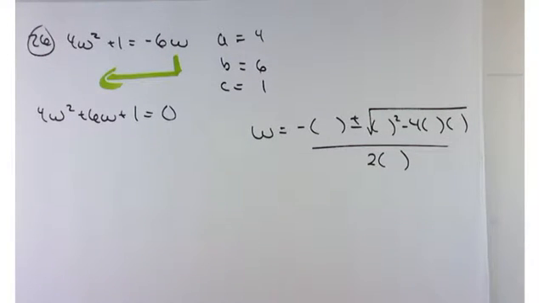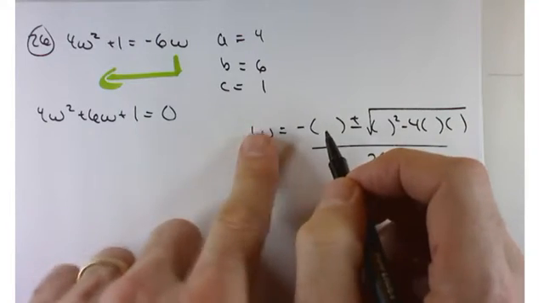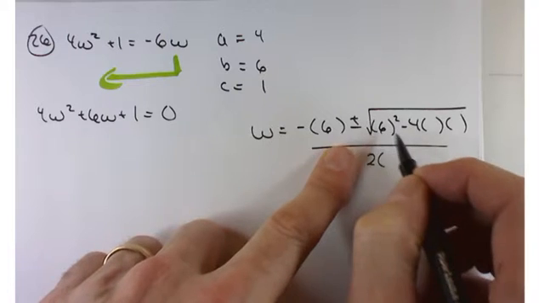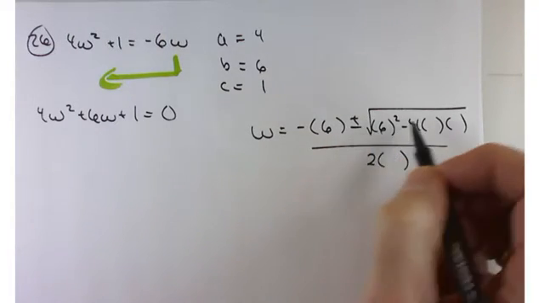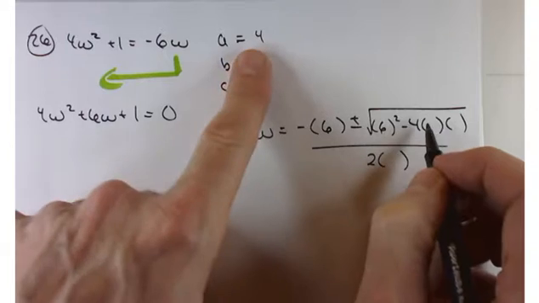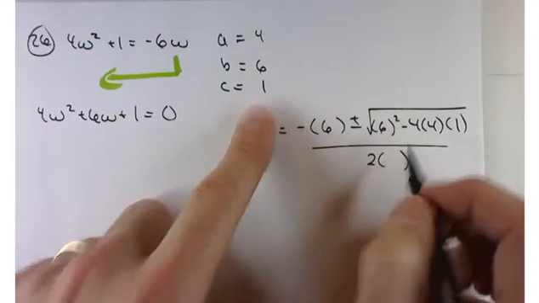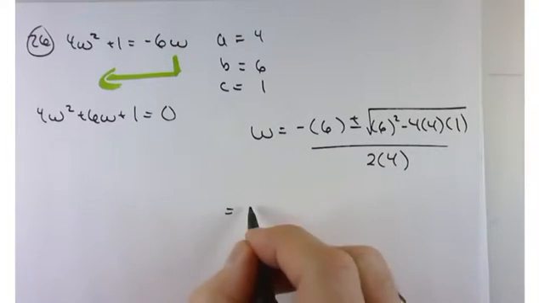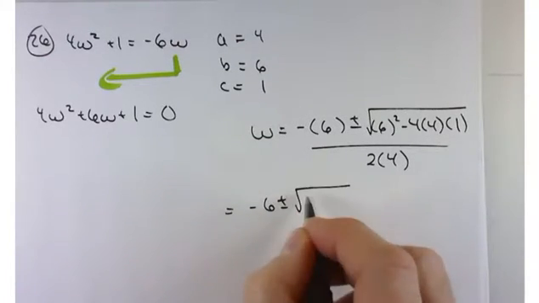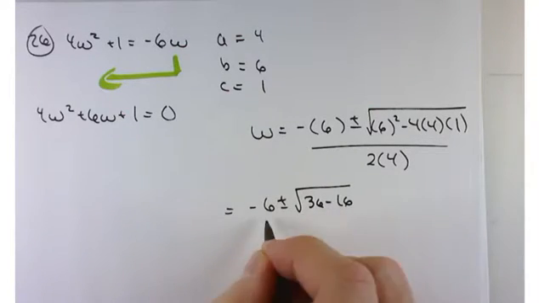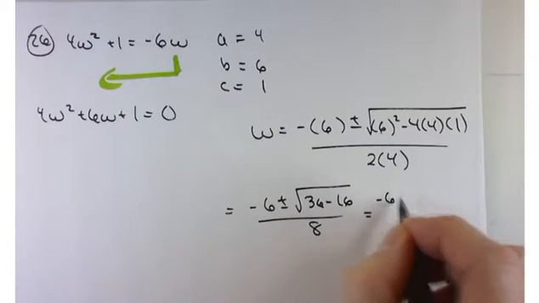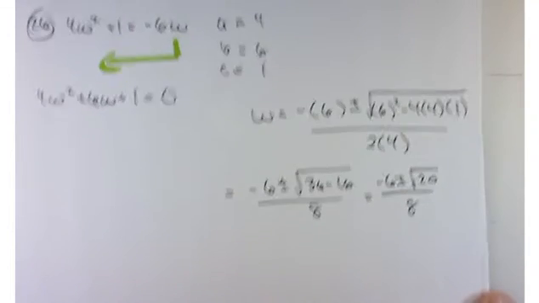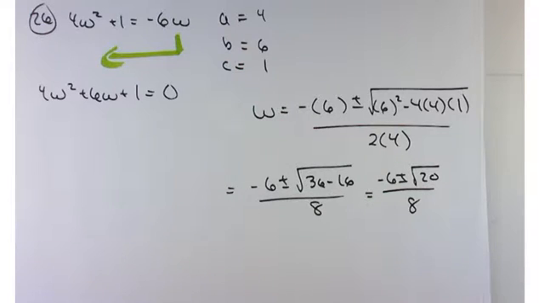Okay, so let's finish this up. We've got negative of b, which is negative of 6, plus or minus b squared, which is again 6 squared, minus 4 times a, which is 4, times c, which is 1, divided by 2 times a. How does that simplify? Well, negative 6 plus or minus the square root of 36 minus 16 over 8. Like that. And that's not bad. If you got that far, that's good.